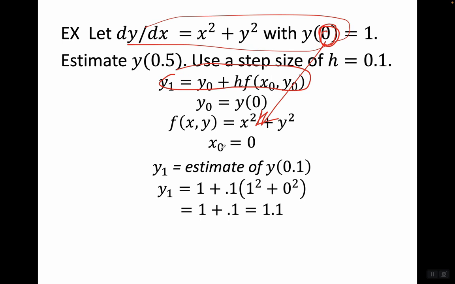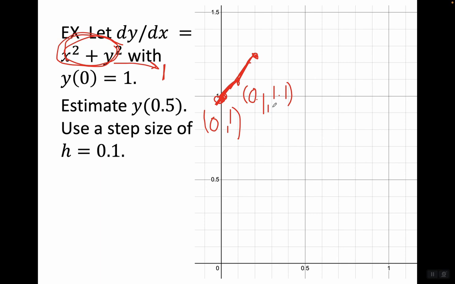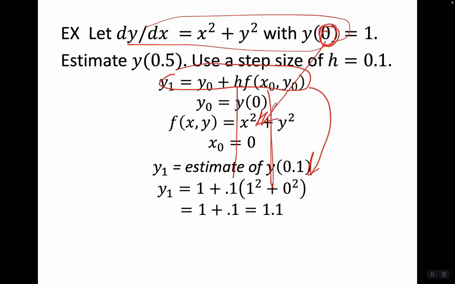So in the same way, y1 is going to be that estimate of y of 0.1, and we'd use this formula. So y1 is 1, that's y0, plus h, that's our step size, 0.1, times f of x0, y0. In other words, it's going to be 1 squared plus 0 squared, or really 0 squared plus 1 squared, same difference. And we end up with y1 equals 1.1. So that gives us the same answer, no surprise there.